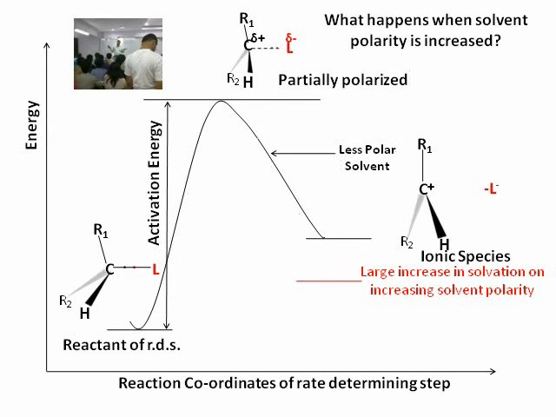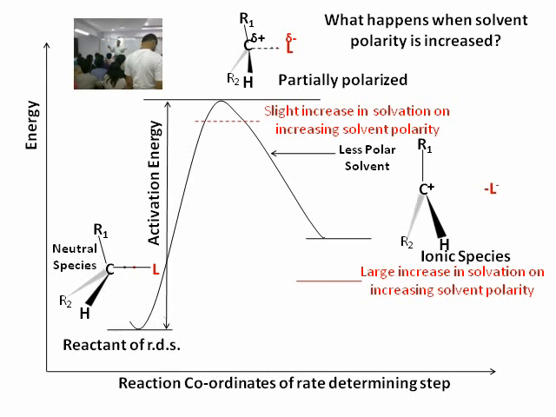This is partially polarized transition state. When solvent polarity is increased, there will be only slight increase in solvation, and therefore the energy of this partially polarized transition state will decrease to a less extent, slight extent. This is neutral species, neutral reactant of the RDS. So when solvent polarity will be increased, there will be hardly any change in the solvation of this neutral species. So no change in solvation.